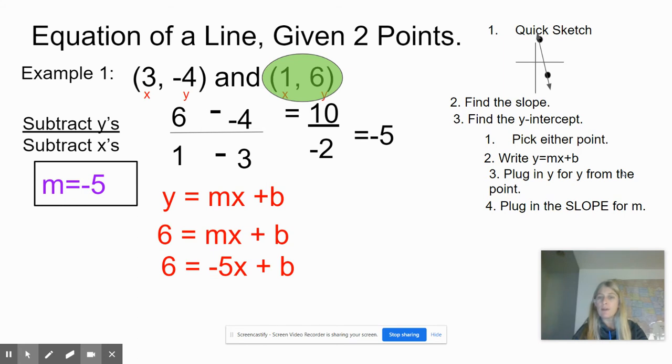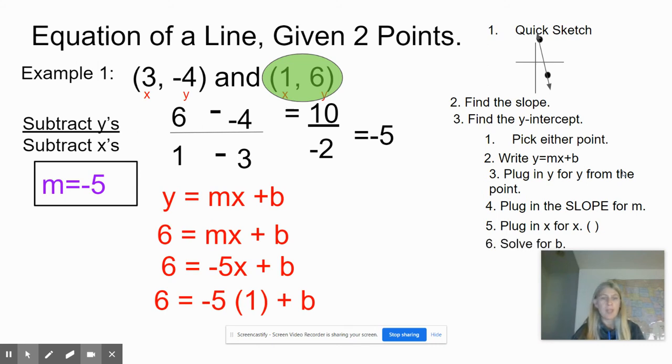Now the other piece of information that I know is x for x, and I'm going to make sure I put this in parentheses. So my x is 1. So I have 6 equals -5 times 1 plus b. Now I have all numbers, and my only variable remaining is b, which is convenient because I'm trying to solve for b, for my y-intercept.